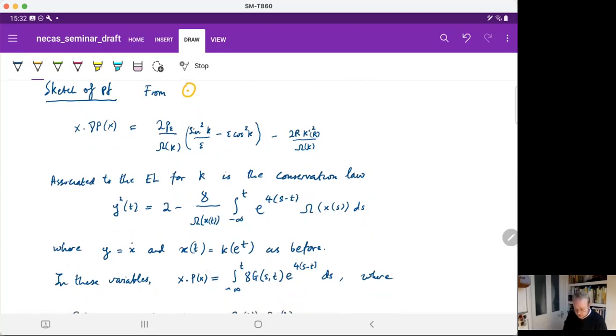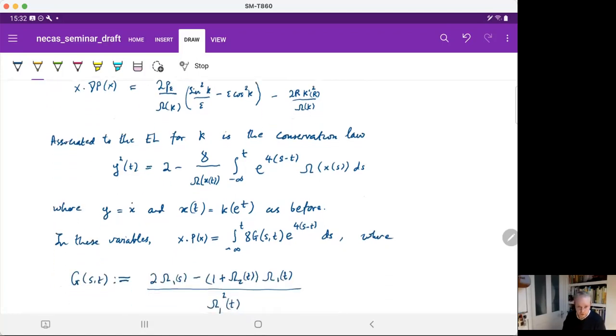So x of t was k of e to the t, y was x dot. And in those terms, we find that y squared can be written like this. It's just some integral expression. I defined omega earlier. That's the function with epsilon cos squared and things like that in it. So omega is a well-behaved smooth function. And if you use these variables, it turns out that you can write x dot p in a very neat way. You can in fact write it as the integral of something.